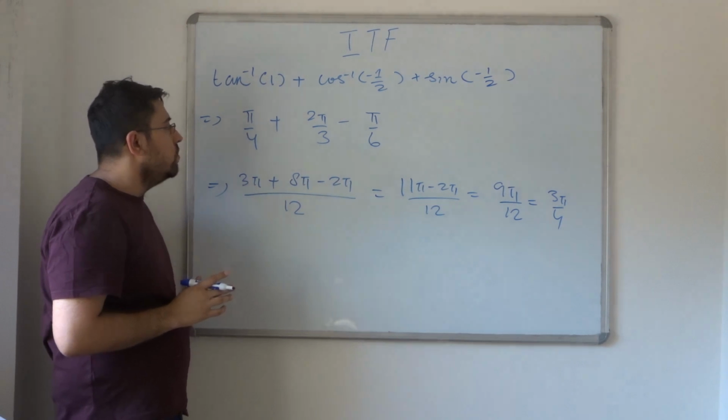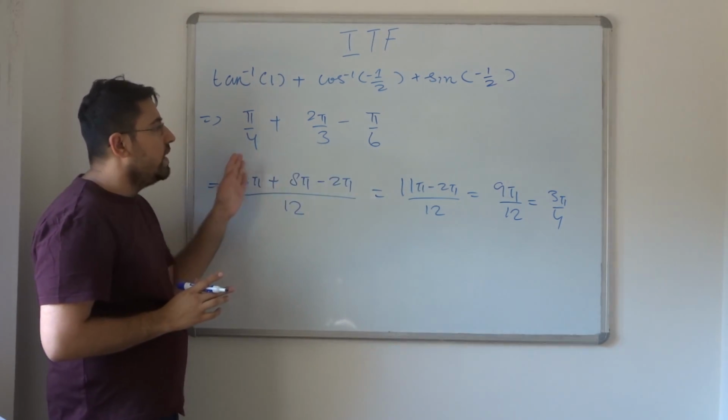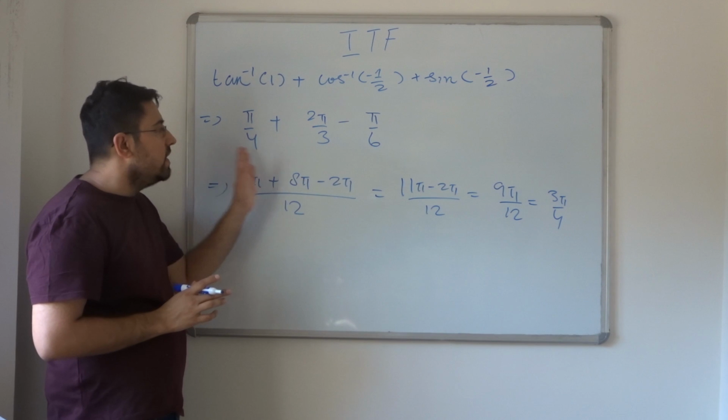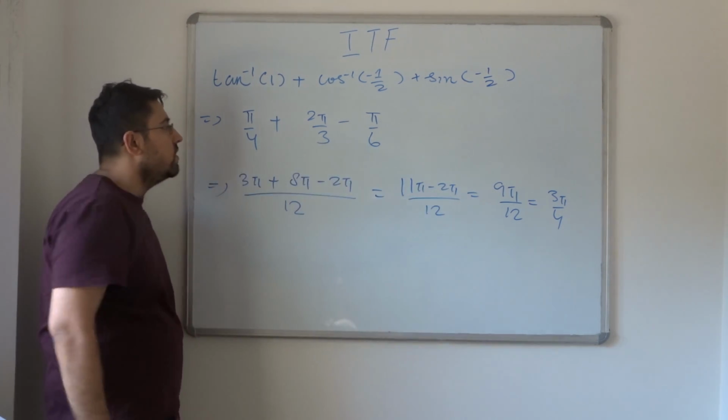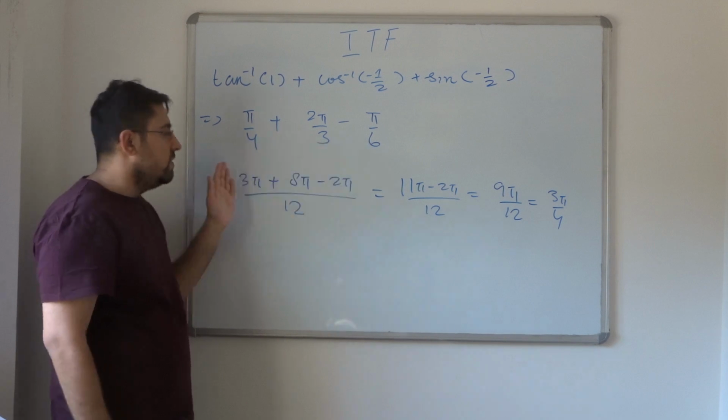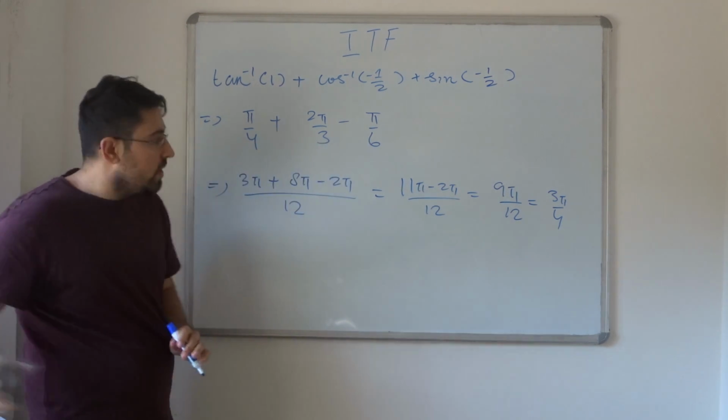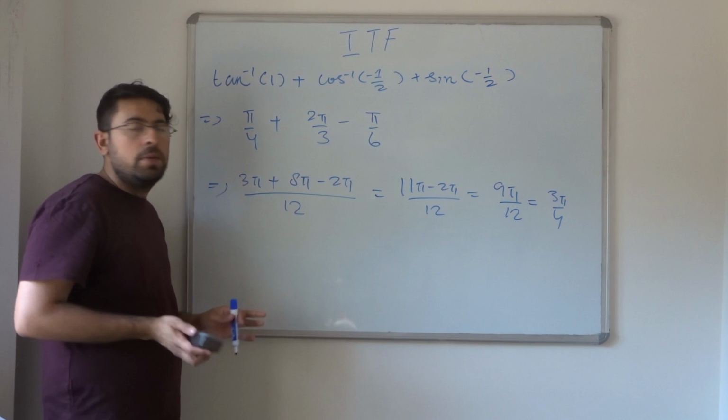Okay? So 18 does not go in any of the three. 18 does not go in any of the three, but 12 goes in all of the three. So that is why I took the LCM as 12. Okay, this is something you should know from your elementary classes.